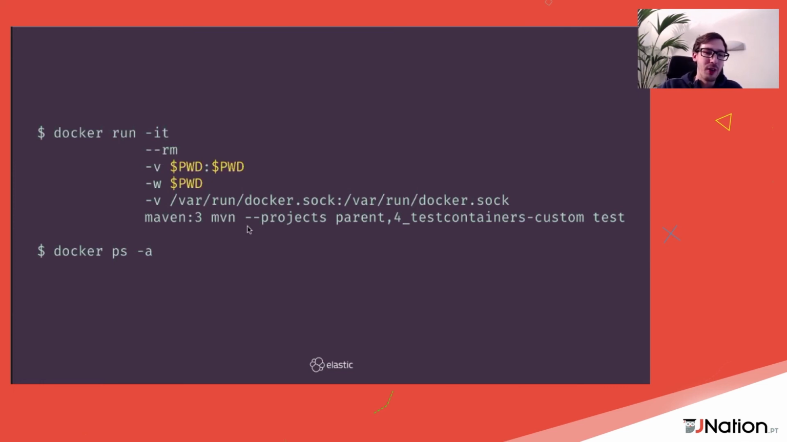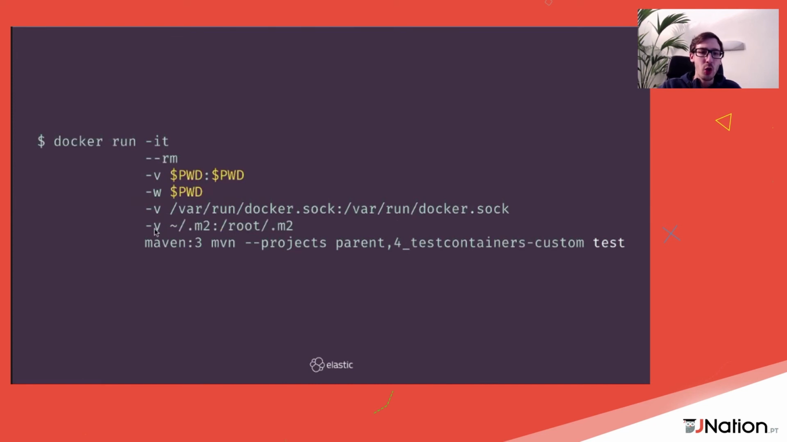What will happen here, and why this will take almost forever to run and why I don't show this, is that this would need to download all the M2 dependencies, because we are not writing that into the Maven image. So what you probably want to do is mount your local M2 folder into that Maven 3 container. Otherwise, you would always download all the dependencies. And with Elasticsearch, we have Lucene and Elasticsearch and lots of other dependencies. This would take quite a while.